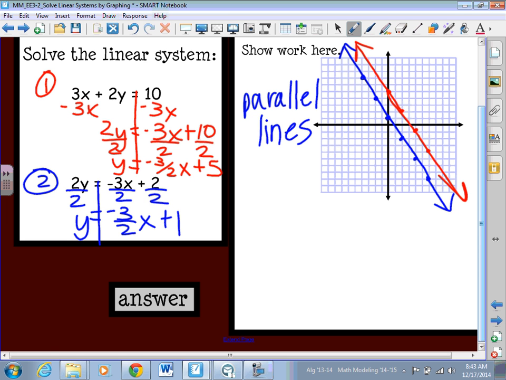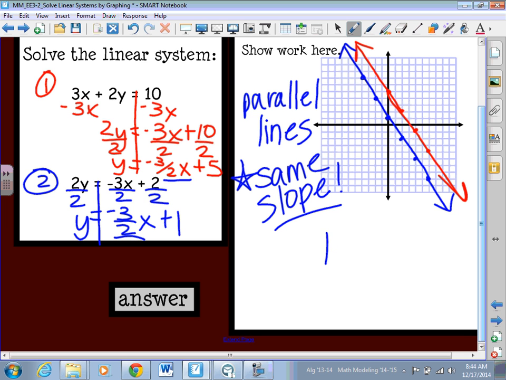Well, this is one of our special cases. If they're parallel lines, if you notice in the equation, don't they have the same slope? Both slopes are negative 3 over 2. So parallel lines have the same slope. So if they have the same slope, that means that they are parallel lines, which means they never intersect. So that means we have no solution.